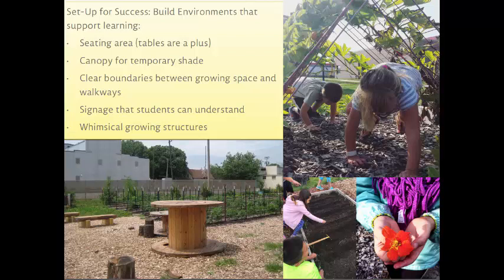It's always smart to have clear boundaries between growing spaces and walkways, whether that's raised beds or well-mulched paths. This will help students walk where they're supposed to and not feel bad when they trample some plants. Signage is really important as well, like having placards with the plant's name or a sign that keeps people aware that seeds are planted in a bed. Those can be really helpful too.